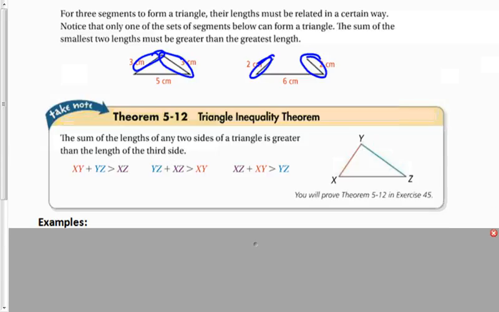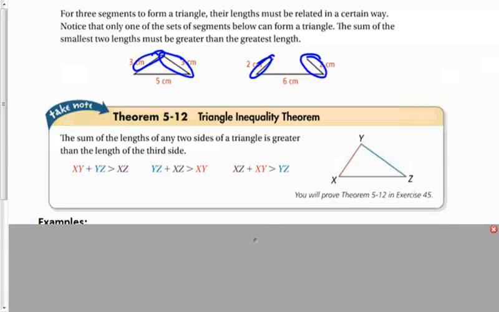So that gets us into Theorem 512. It's the triangle inequality theorem. It says the sum of the lengths of any 2 sides of a triangle is greater than the length of the third side. So you can pick any 2 sides. It could be the largest and smallest. It could be the 2 smallest. It could be the 2 largest. And added together, they have to be larger than the third side.